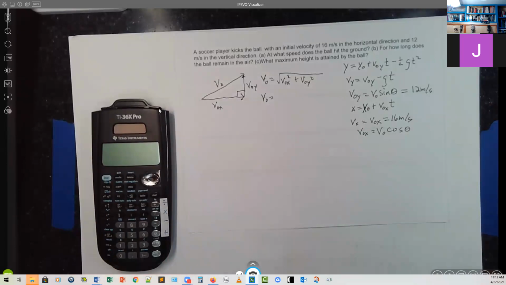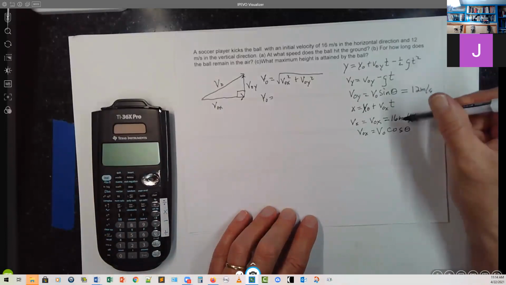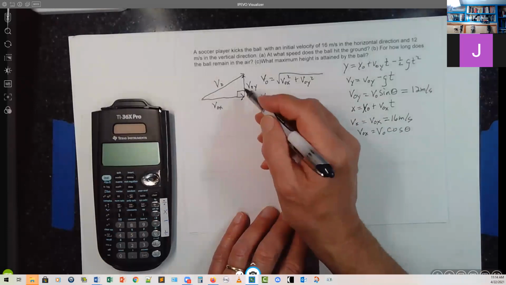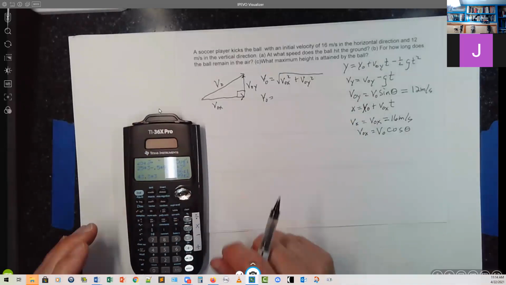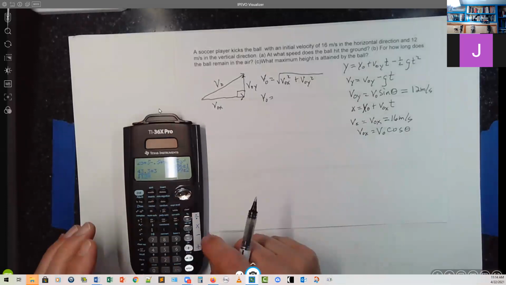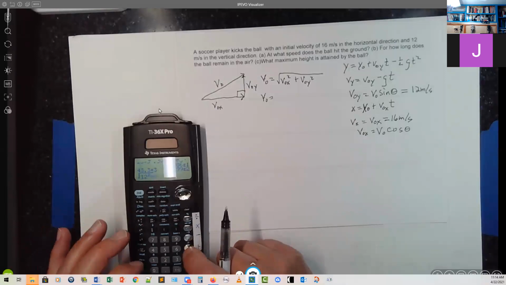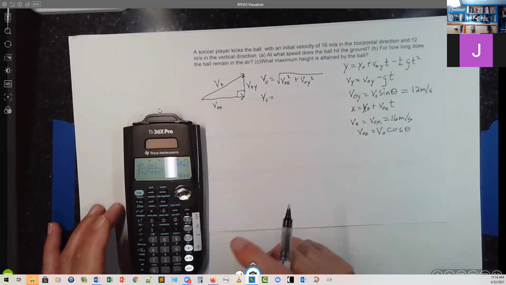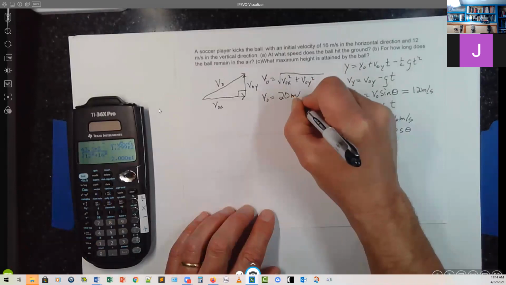I think it's going to be 20 meters per second, because this happens to be 3 times 4, and this is 4 times 4. And that would make this a 3, 4, 5 right triangle, if you happen to remember what those are, but we'll just check and make sure. The square root of 12 squared, wherever it is, there's the squared button, plus 16 squared is equal to 20. Yes, so this will be 20 meters per second.